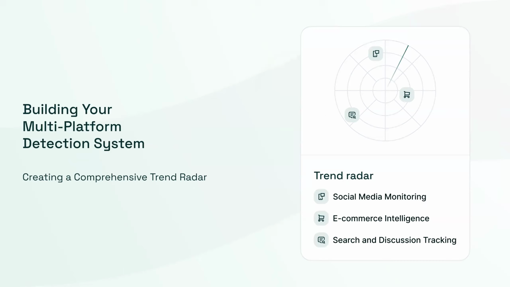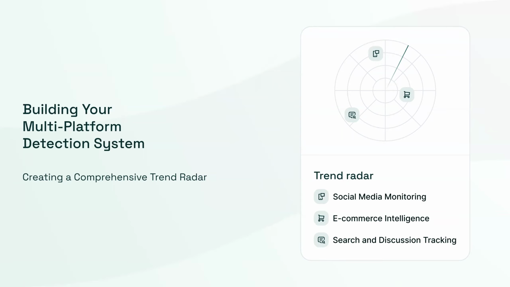So how do we actually build the system to monitor all of these different platforms and the stages that you've just mentioned? What's the process? Yeah, the key is creating a comprehensive trend radar, let's call it, that covers all the major signal sources. We can break this down into three main categories that obviously will vary across industries and sectors: social media monitoring, e-commerce intelligence, and search and discussion tracking. I'll walk you through each of them.